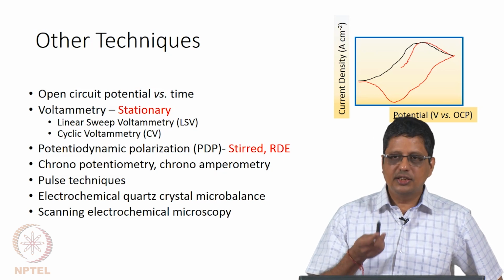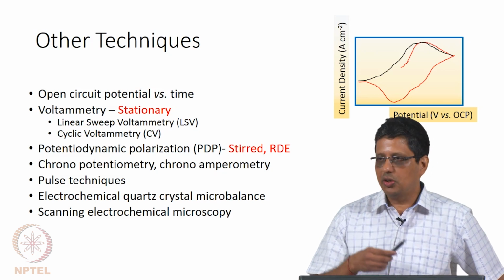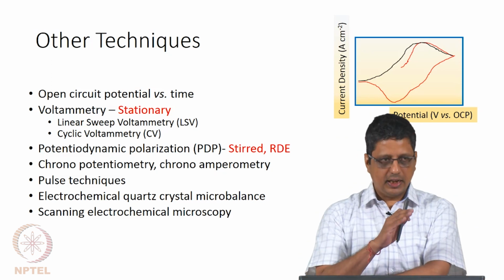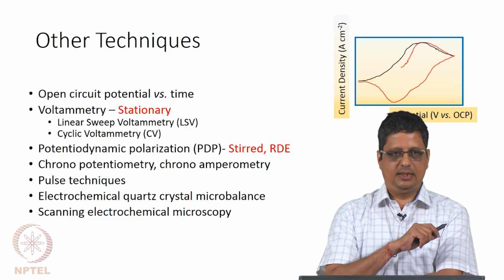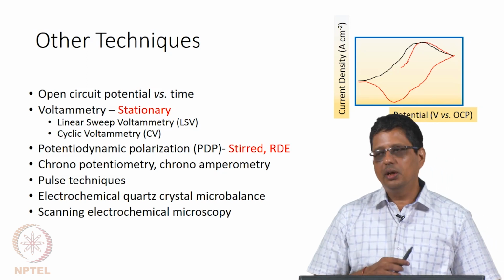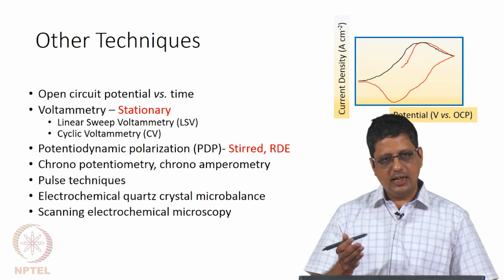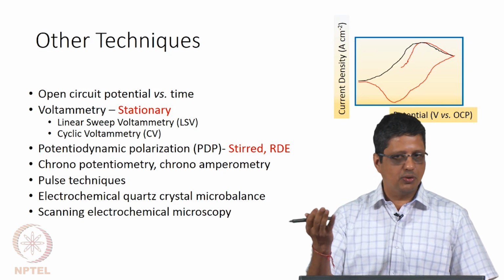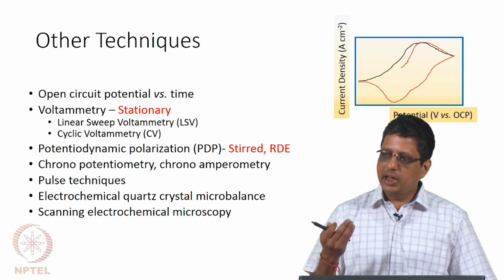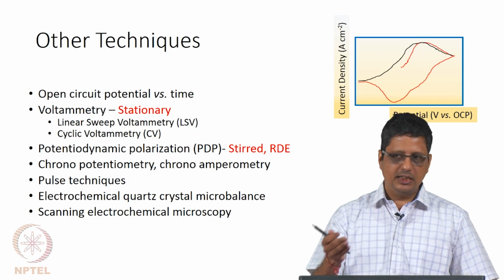The software does not know whether you are rotating the electrode or mixing the fluid or not. So, you have to conduct the experiment correctly, it is in your hands, then you can interpret using the standard methods. There is another technique called potentiodynamic polarization. In cyclic voltammetry, typically you will specify 20, 50, 100, 200, 1000 millivolts per second. You can also specify 1 millivolt per second, it will still run correctly.